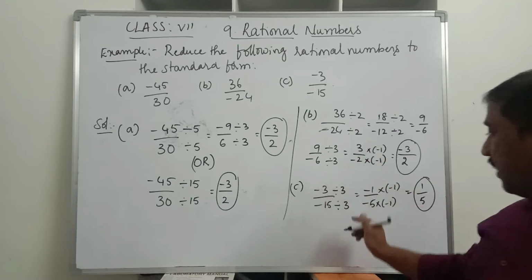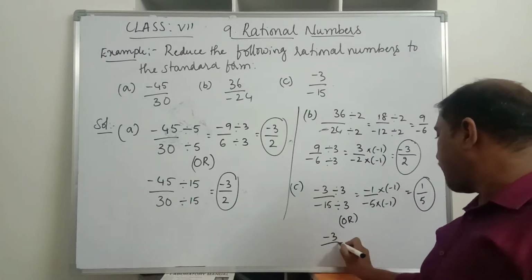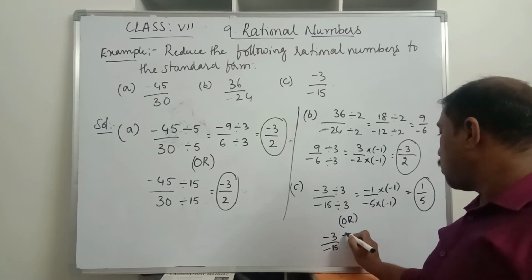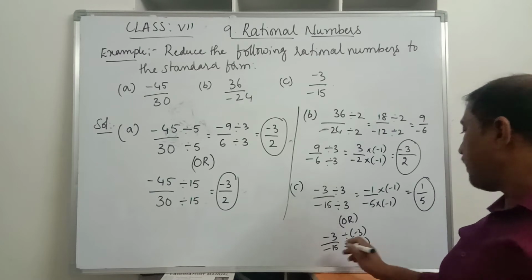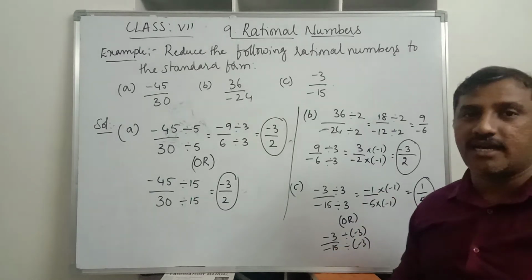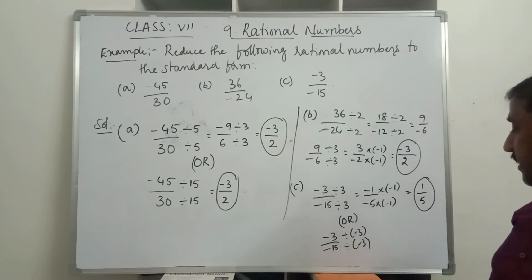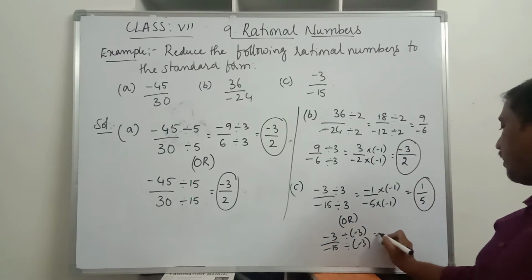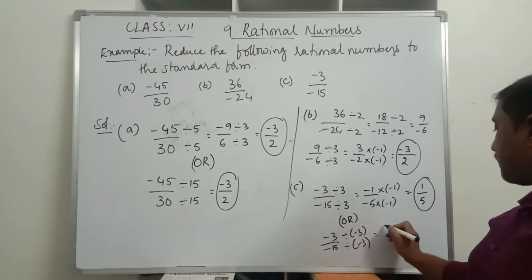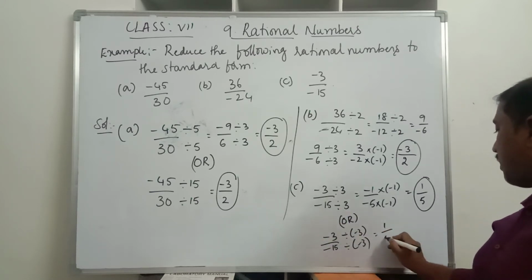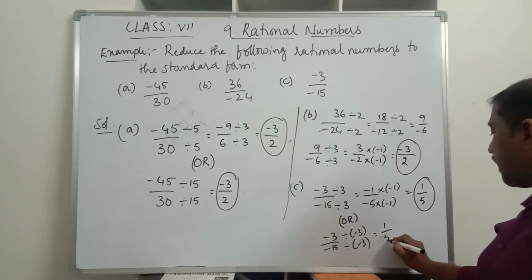This you can do directly in only one step. Minus 3 divided by minus 15. You divide by minus 3. Whenever you find a negative sign in the denominator, better you divide by the minus of their HCF. Now we get minus and minus, and when we divide we get a positive integer. 3 1s are 3 divided by 3 5s are 15. Like this also you can do by using the HCF.